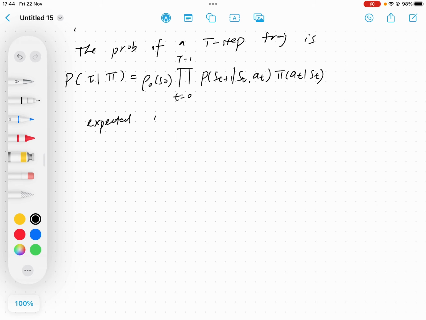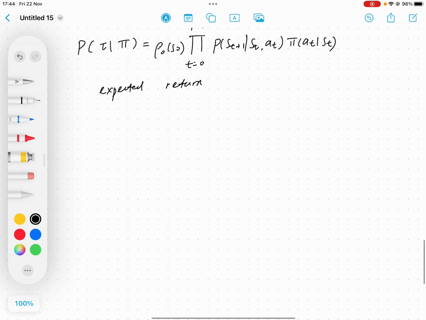In this case, what is the expected return? Now we have the probability P, so we simply need to take some integral of that. Let's use J to denote that. It will be an integral over this tau, and this integral will be of this return times the probability here, right?